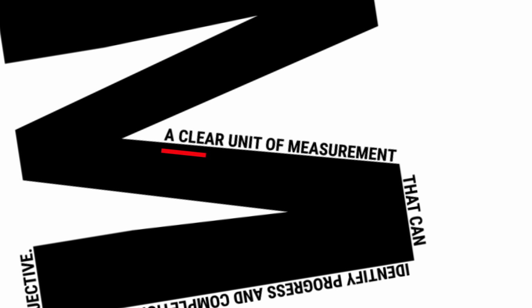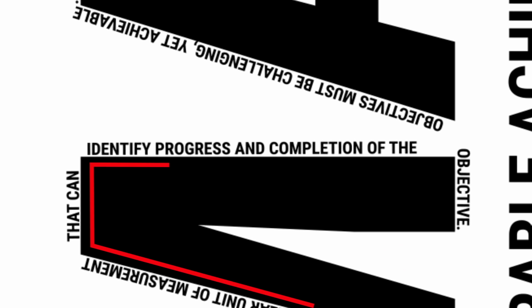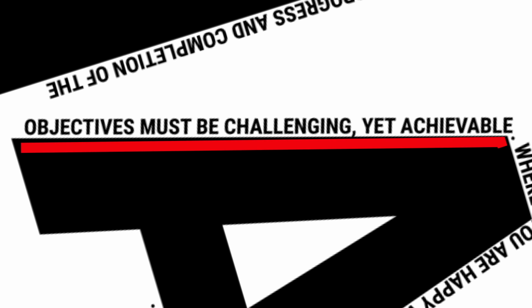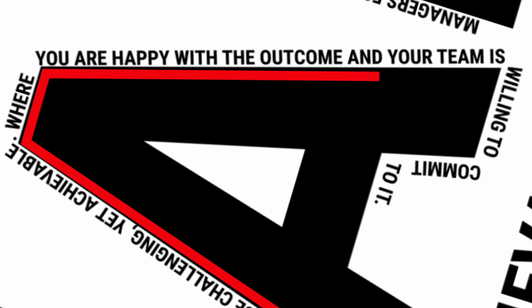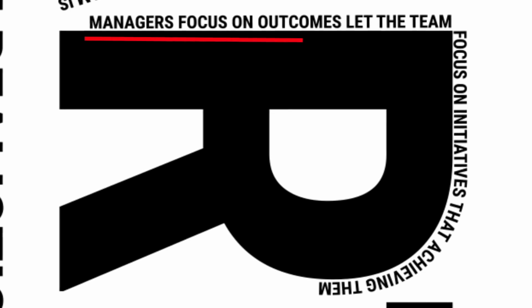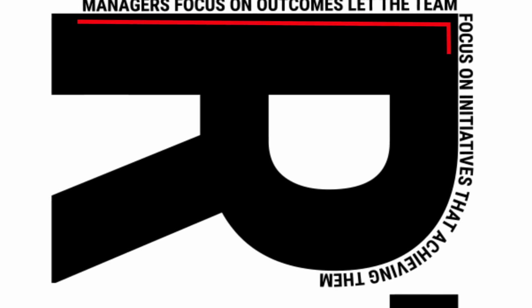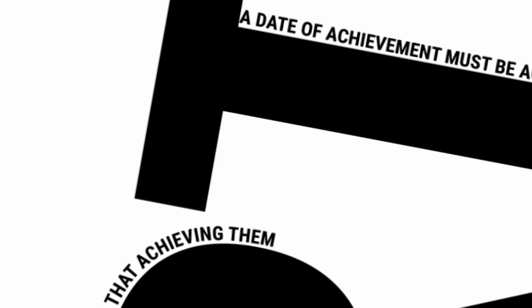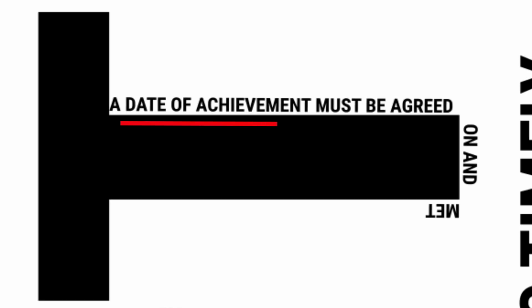Measurable. A clear unit of measurement, preferably through numerical terms, that can identify progress and completion of the objective. Achievable. Objectives must be challenging yet achievable, where you're happy with the outcome, but your team is willing to commit to it. Realistic. Managers should focus on objectives, and the team members should focus on initiatives to achieve those objectives. Timely. This means to set a specific date of achievement that must be agreed on and met.